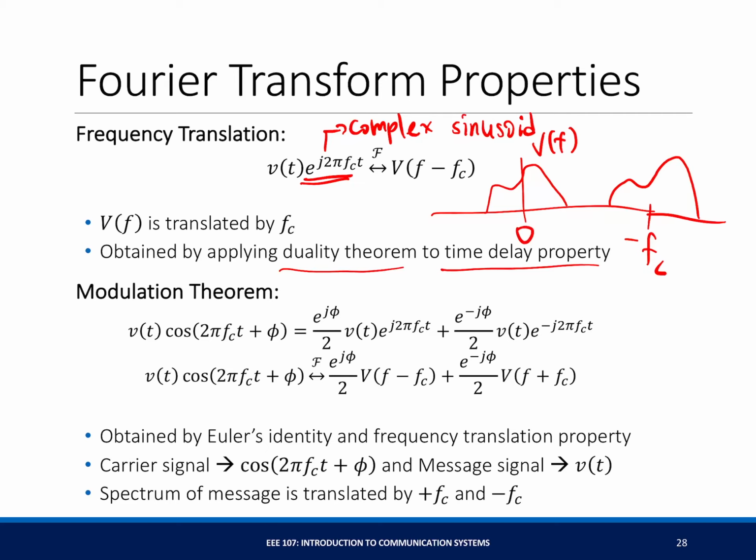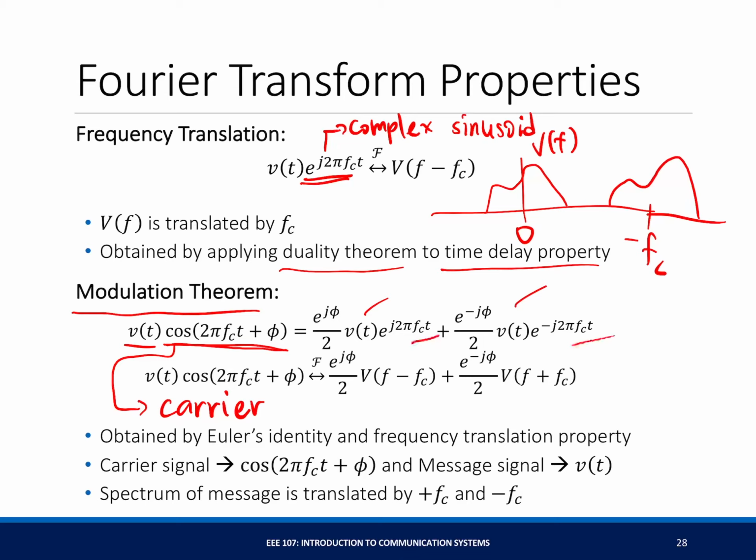And an important property of your Fourier transform is the modulation theorem. So what is the modulation theorem? If you multiply v of t by a cosine function, which we denote, most of the time in communication jargon, as the carrier signal, what happens to the time domain expression? It can be expressed as this because of the Euler property of your cosine function.